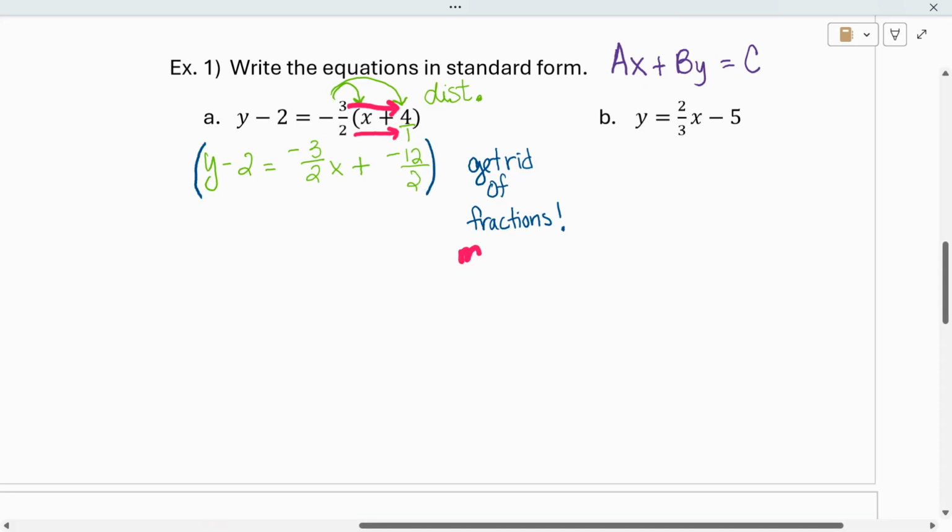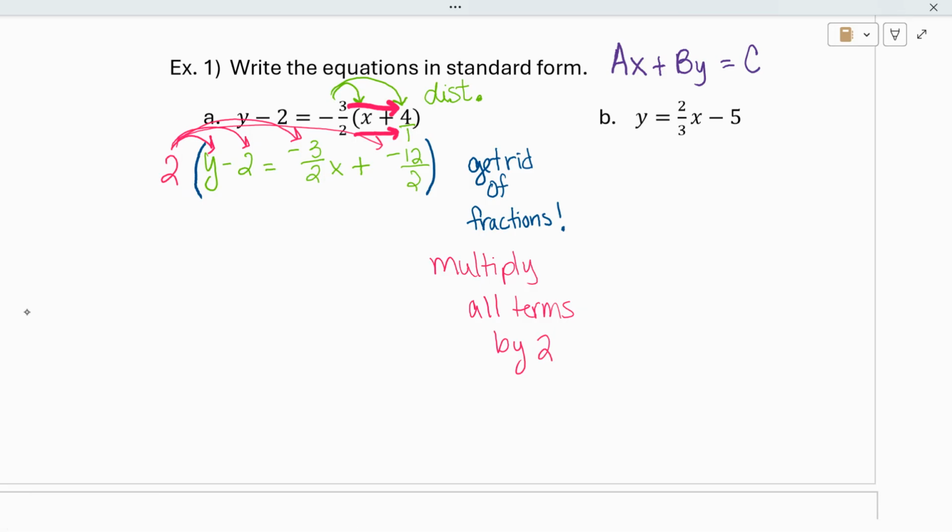We have to multiply all terms by 2, which is our denominator. So I'm just going to draw some arrows so you can see that I'm multiplying every single term by 2. So let's see.